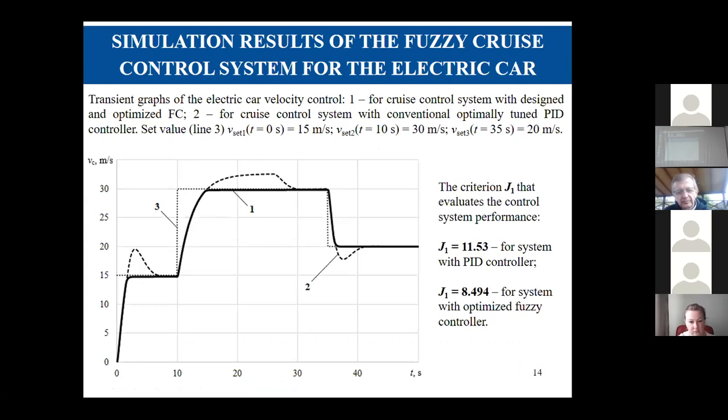As can be seen from this graph, the cruise control system with the designed and optimized fuzzy controller has higher quality indicators in comparison with the conventionally tuned optimal PID controller. In particular, it has 0 overshoots for all steps and a lower transient time. Also, the value of the first criterion is significantly higher for the system with a conventional controller.